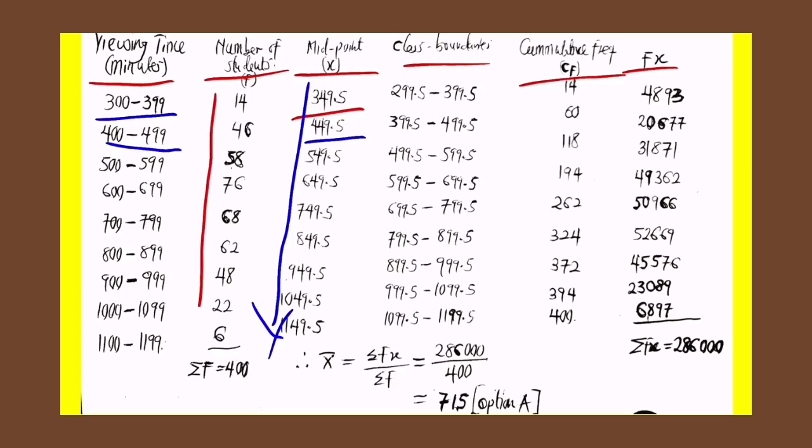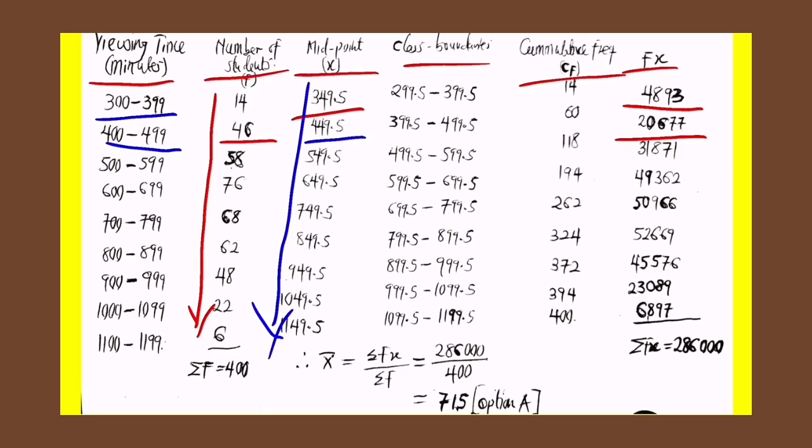Multiply by these values, which are the frequencies. Once you multiply them according to their row, here 14 multiplied by 349.5 gives you 4893. Likewise, the same 46 multiplied by 449.5 gives you 20,677. So that's how I was also able to get the values.